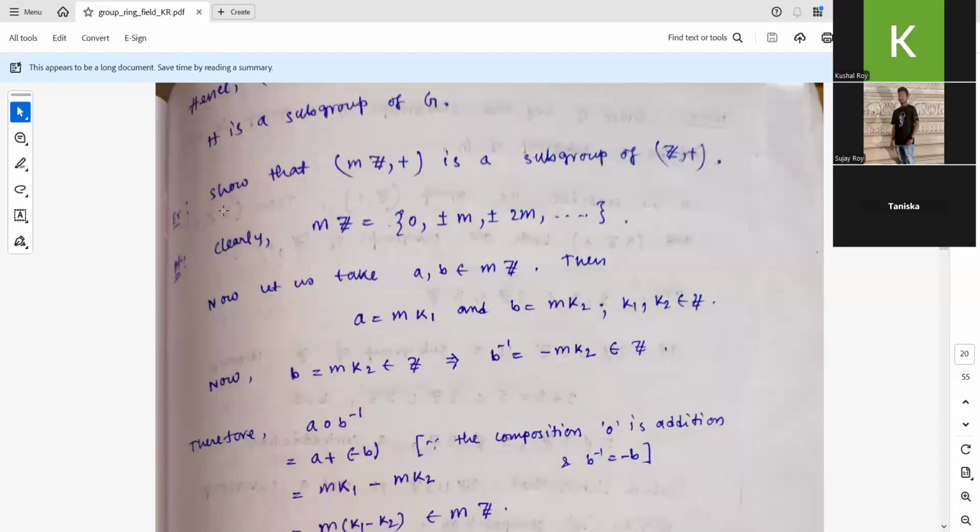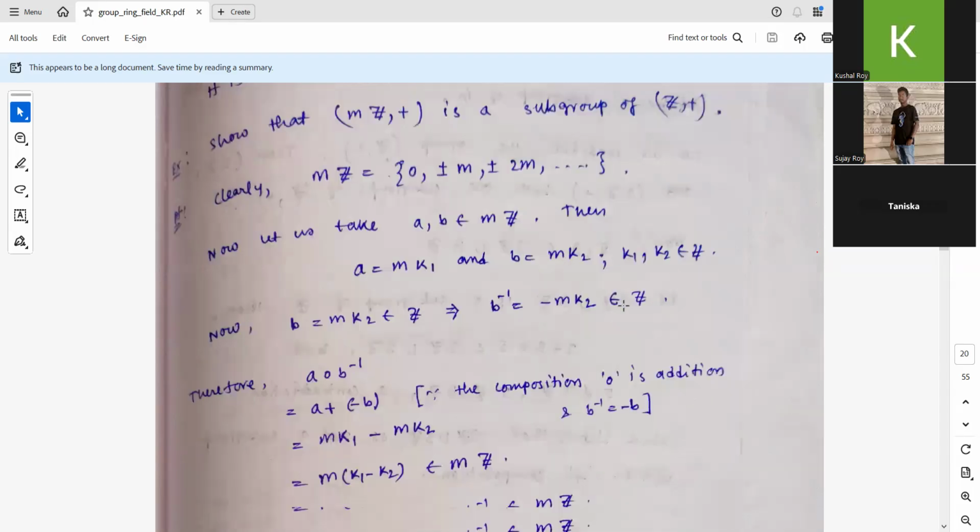Now let us consider an example. We show that any integer which is a multiple of M, this collection forms a subgroup of the group Z plus. So we consider this subset of Z. Z means the set of all integers. So let's consider the subset MZ. MZ means the set of all integers which are multiples of M. So that means 0, plus minus M, plus minus 2M, and like this.